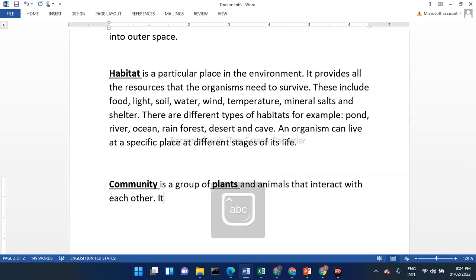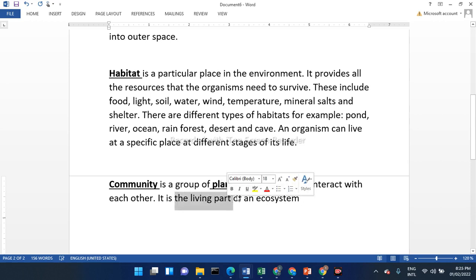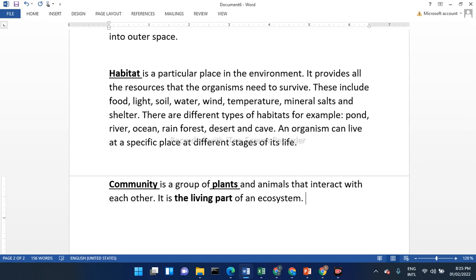Notice that it is the living part of an ecosystem. That's very important. It's the living section, the living part of the ecosystem. Let's say in animal communities, what do you think is going to happen?